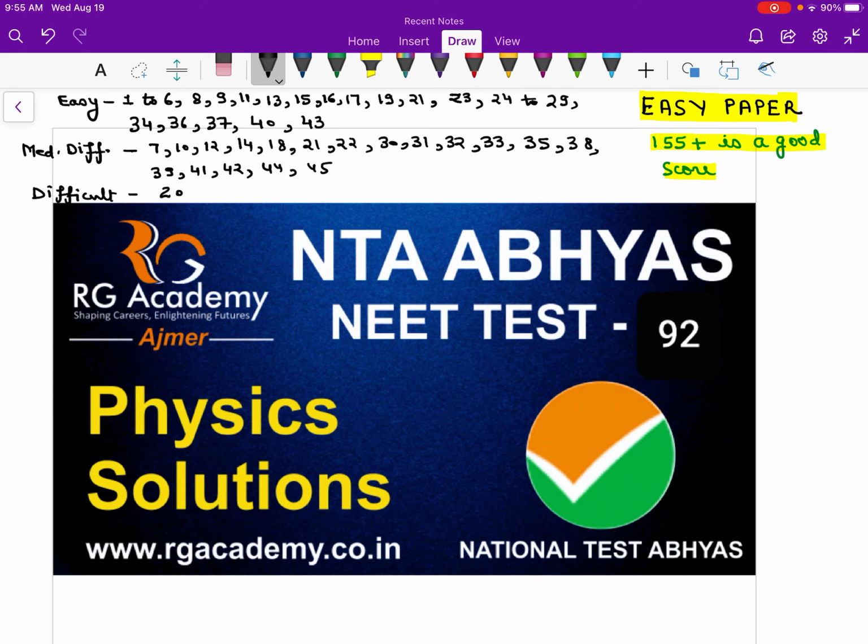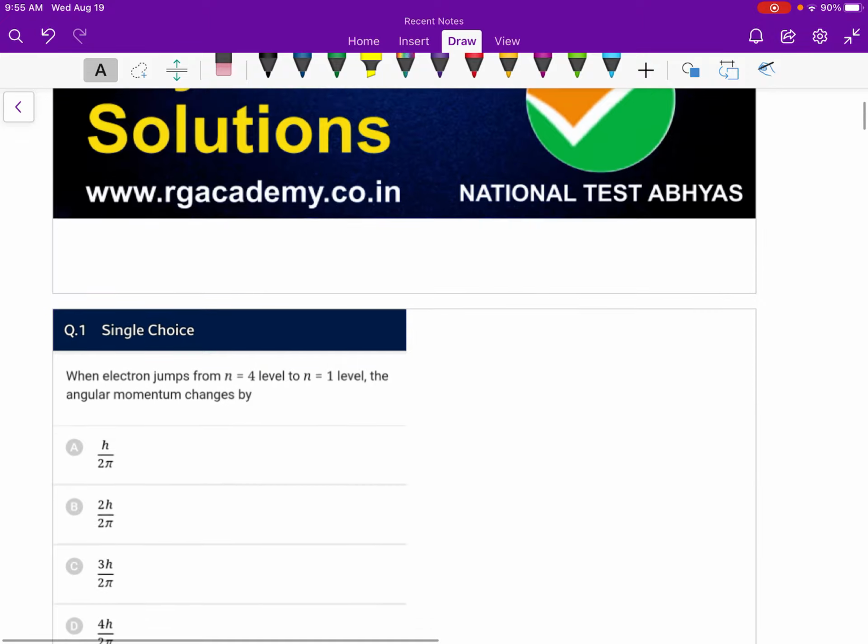Overall the paper is on the easy side. There are 29 easy questions, 15 medium difficulty questions, and one difficult question. That too is not very difficult, just a difficult question. Overall the paper is solvable. It's a good paper for NEET. So let's start from question 1.